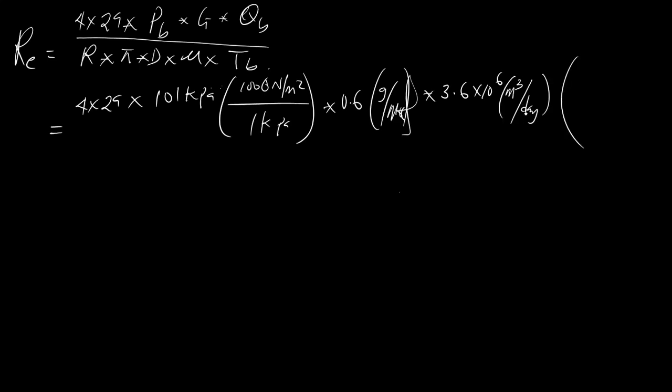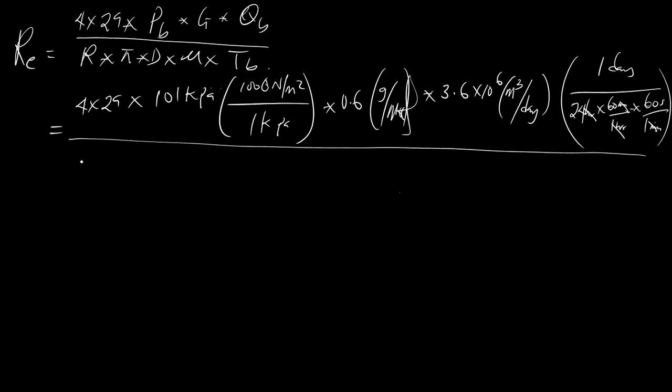Now we need to change this day to seconds. So 1 day is equal to 24 hours. Changing the hour to minutes, 60 minutes is 1 hour. Then changing the minutes to seconds, 60 seconds equal to 1 minute. So this minute will cancel out, this hour will cancel out, and we have seconds left there.